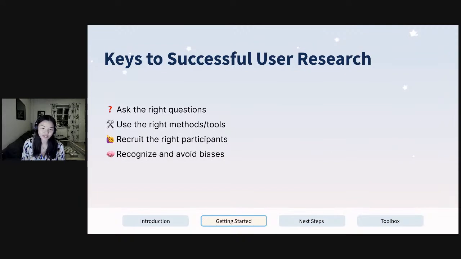And of course, you have to make sure you recognize your biases. Everyone, as humans, we have them. They're mental shortcuts that help us in our day-to-day lives, but at the same time, sometimes they don't help us. So making sure we're aware of those.